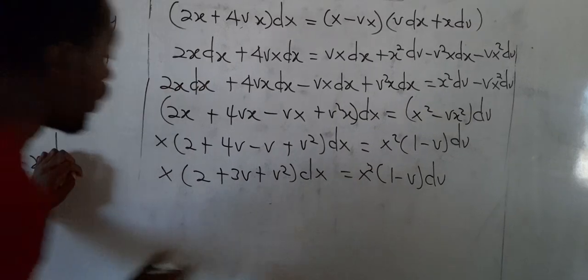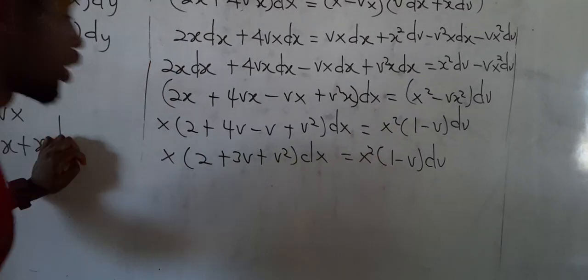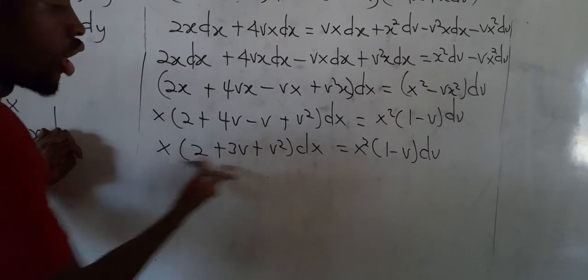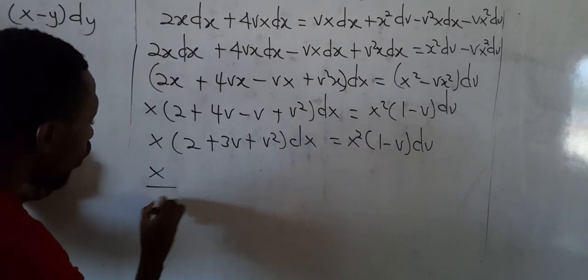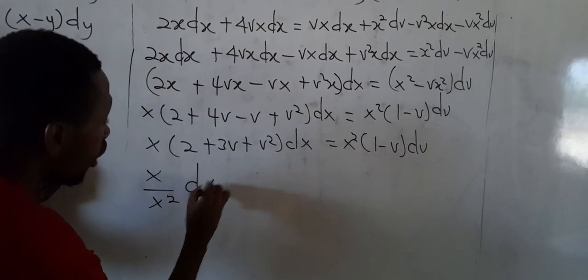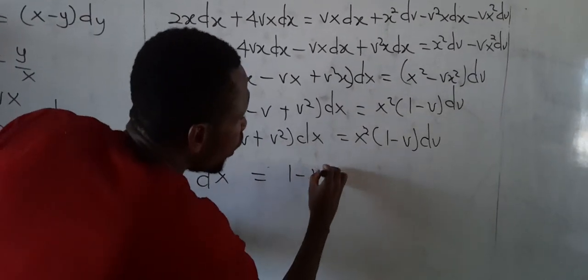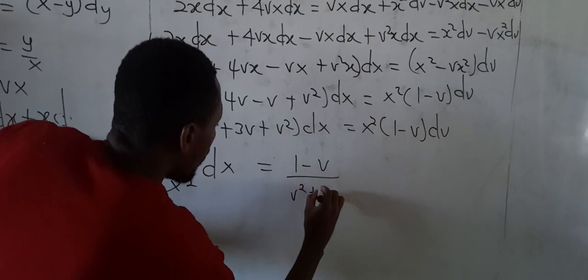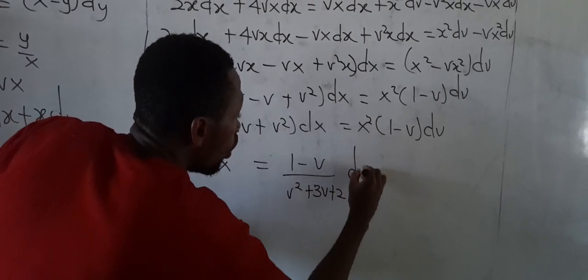So now can we separate? Here we can separate. We divide. We let the x come here and this go there. You can separate by dividing both sides by that. We can rearrange this in order of our magnitude. So we can say x over x squared dx will be equal to 1 minus v over, let's arrange this, v squared plus 3v plus 2 dv.